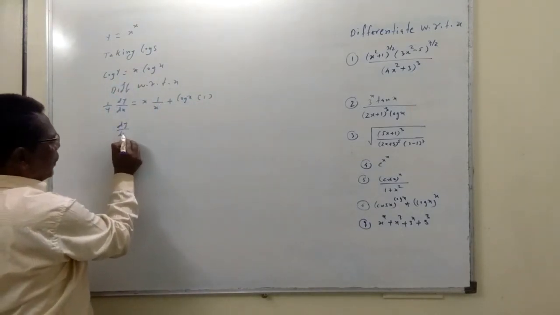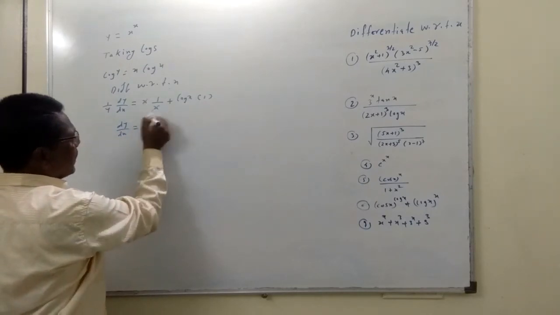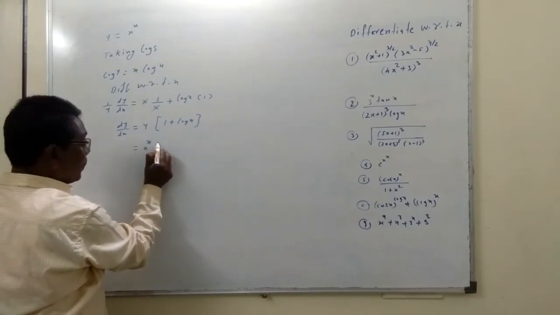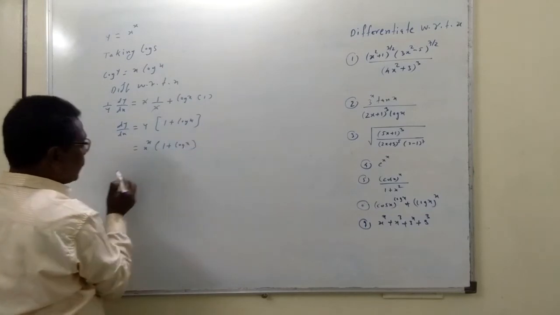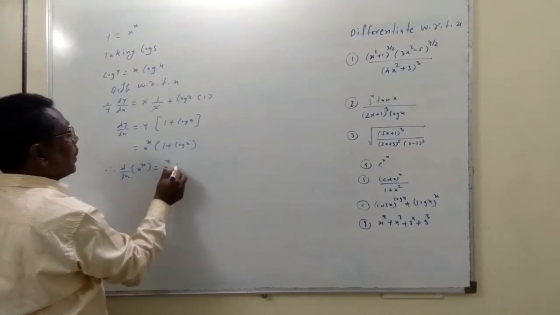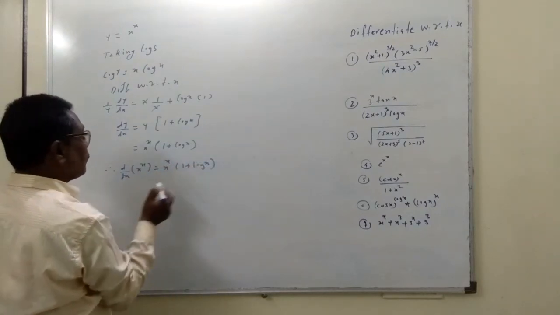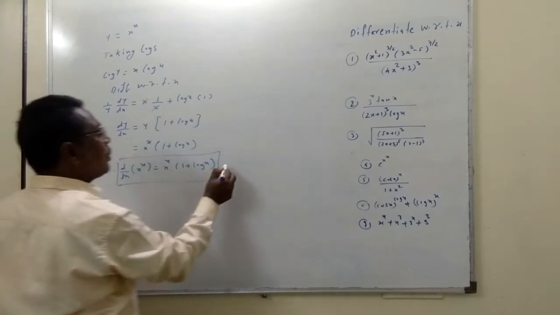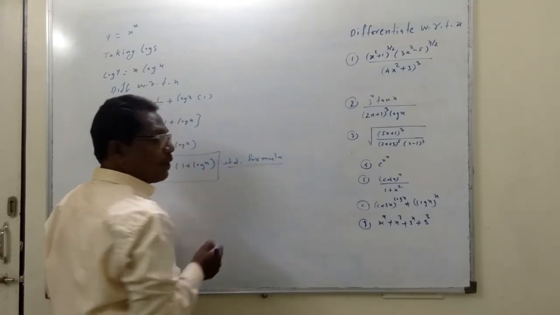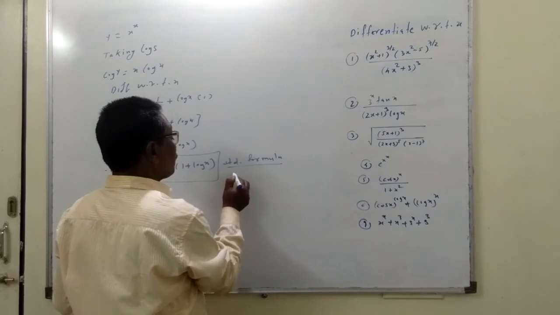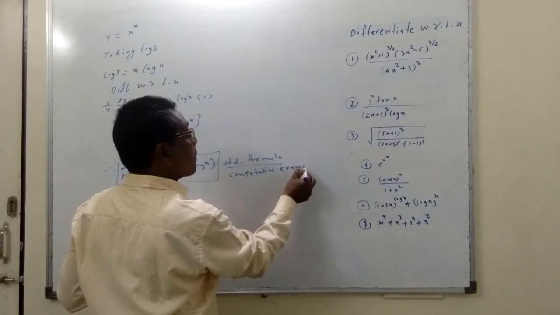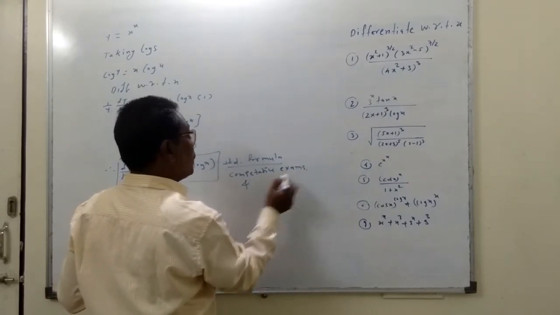So dy by dx is equal to y into bracket, this x gets cancelled, meaning 1 plus log x. So that is equal to x raised to x, 1 plus log x. Therefore, d by dx of x raised to x is x raised to x, 1 plus log x. So this is the standard formula. You can use this in competitive exams and engineering.